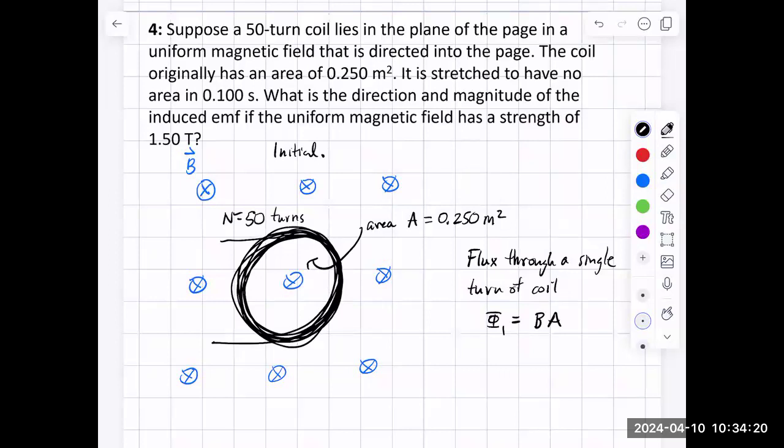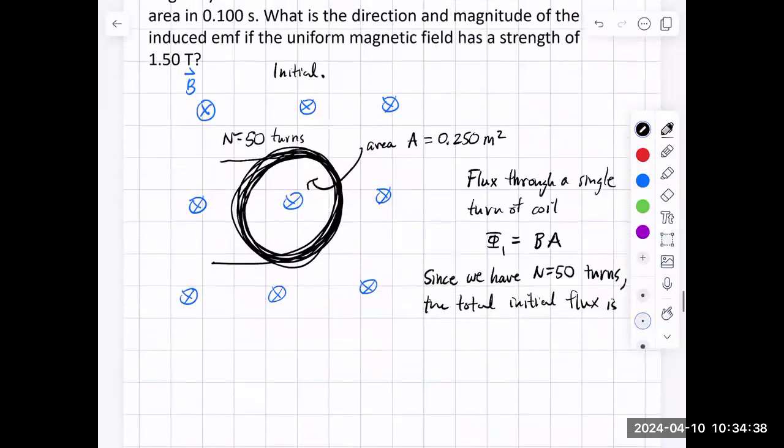And then we can say, since we have N equals 50 turns, the total initial flux, we'll call it phi B, is going to be N times phi 1, which will just be N times B times A.